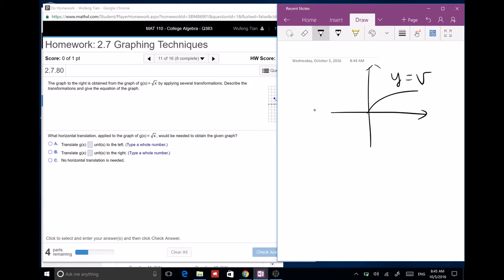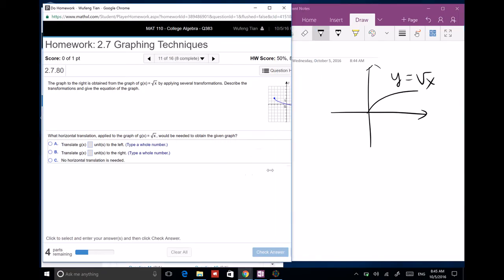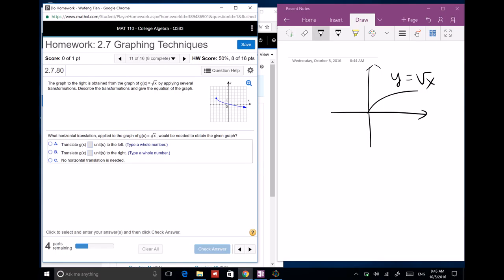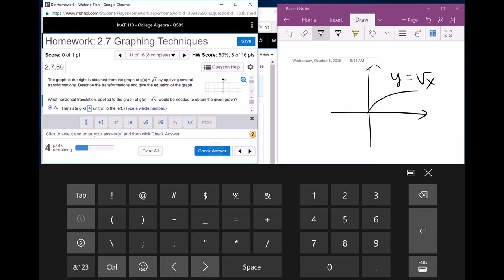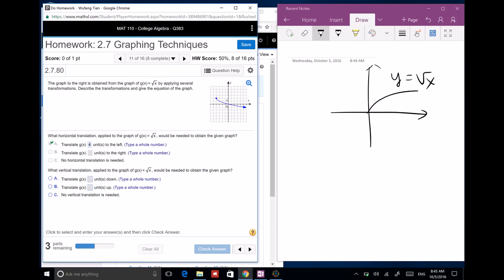This is y equals square root of x. Now, where does it go? It goes to here, shifted to negative 1. Okay, 1, 2, 3, 4. So it's 4 points to the left. You can tell that it's 4 points to the left. Okay, we continue. Translate what? Up. 1, 2. So it's 2 points up.